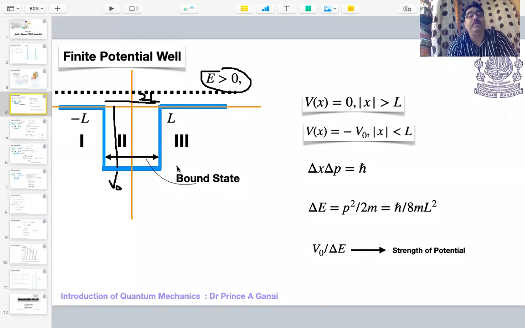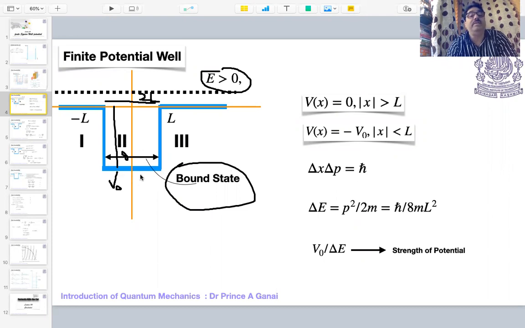We are interested only in bound state solutions, which means our particle is inside the well, right? So the total energy of the particle is negative and the particle is bound. So what are the different energy levels, what are the wave functions, what are the probability densities, those are the problems I'm interested in.